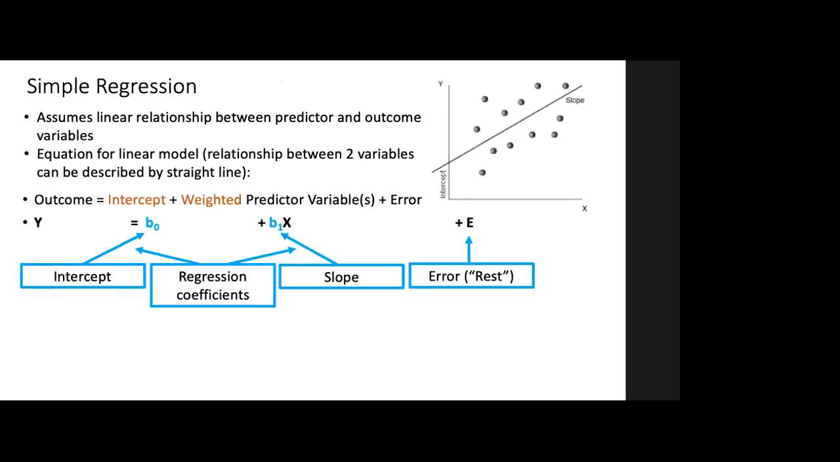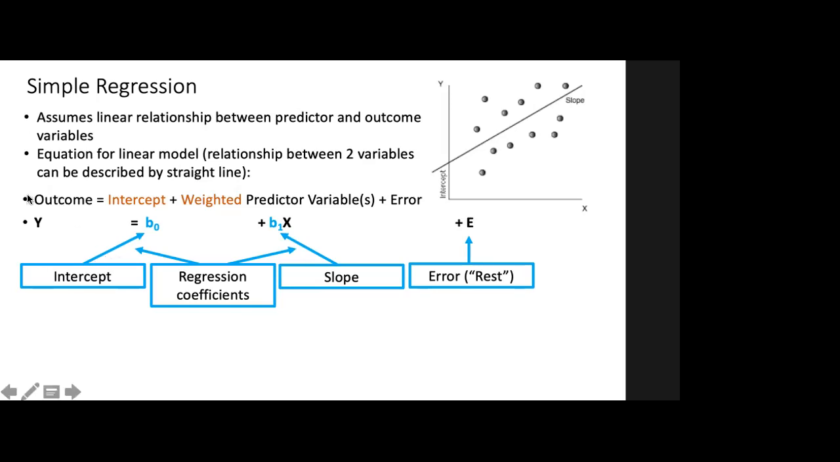Okay, so we have talked about that simple linear regression assumes a linear relationship between predictor and outcome variable. Now we want to talk a little bit, in more detail, about what this linear actually means. We have talked about the straight line a lot, but let's put a little bit more meat into this concept here.